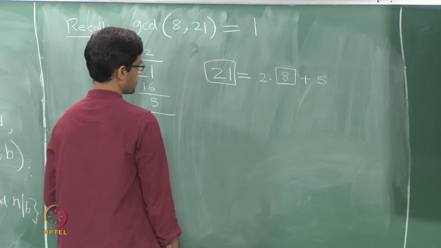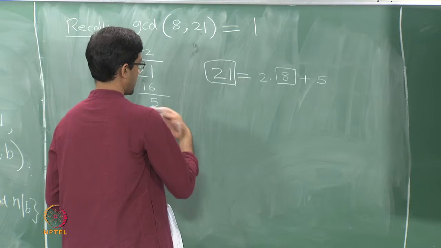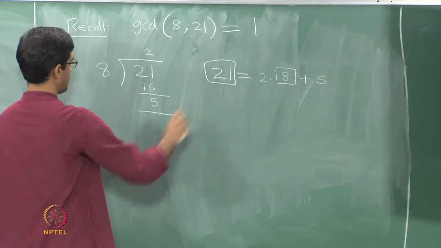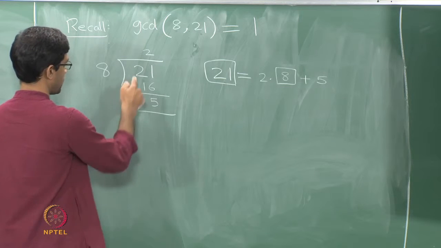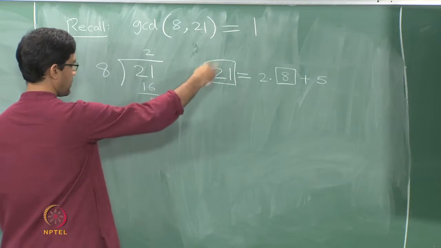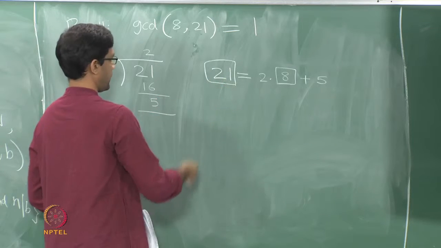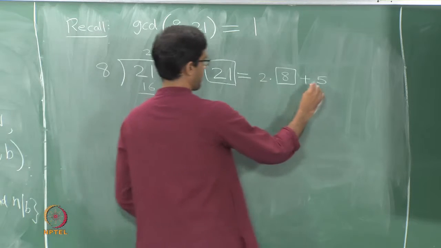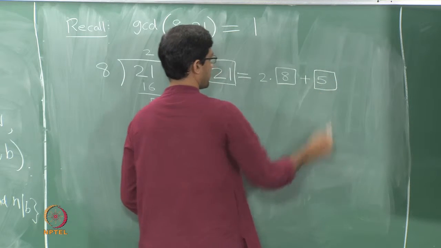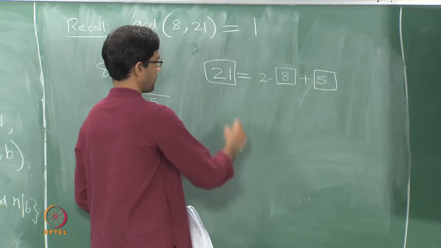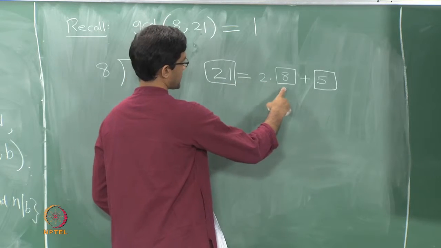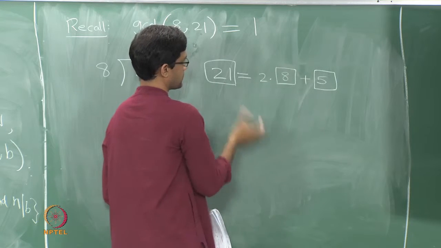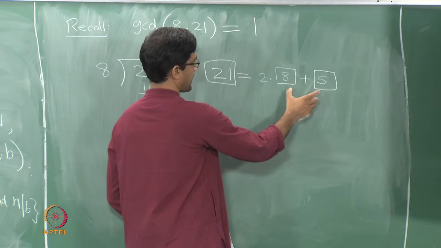So now what do you do beyond this? What does the algorithm say? Now instead of 21 and 8 as being the two players in the picture, you replace 21 by 8, and think of 8 and 5 as the two players. I'll box this as well, because that enters the algorithm now. I write 21 as some quotient times 8 plus a remainder, and instead of thinking of 21 and 8 as the two important entities, I replace them by 8 and 5.